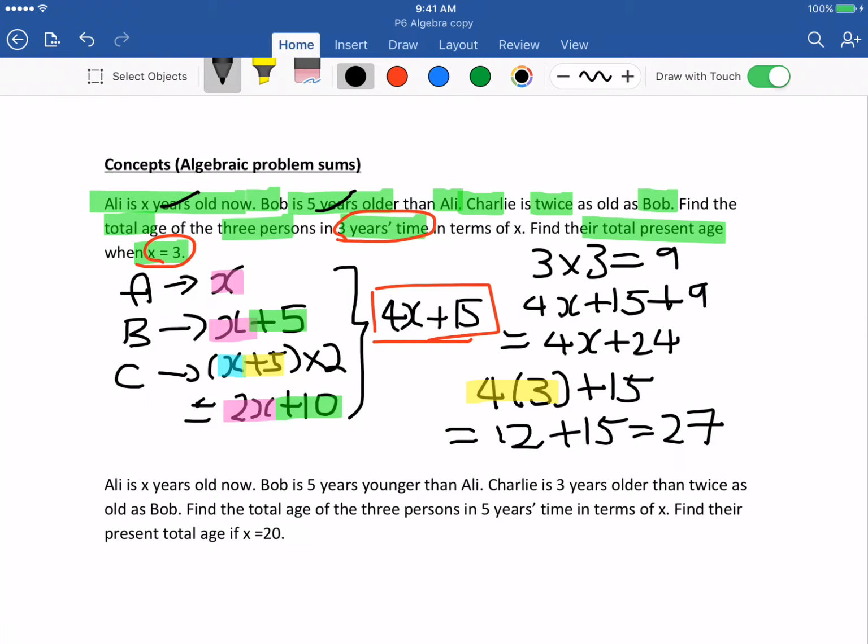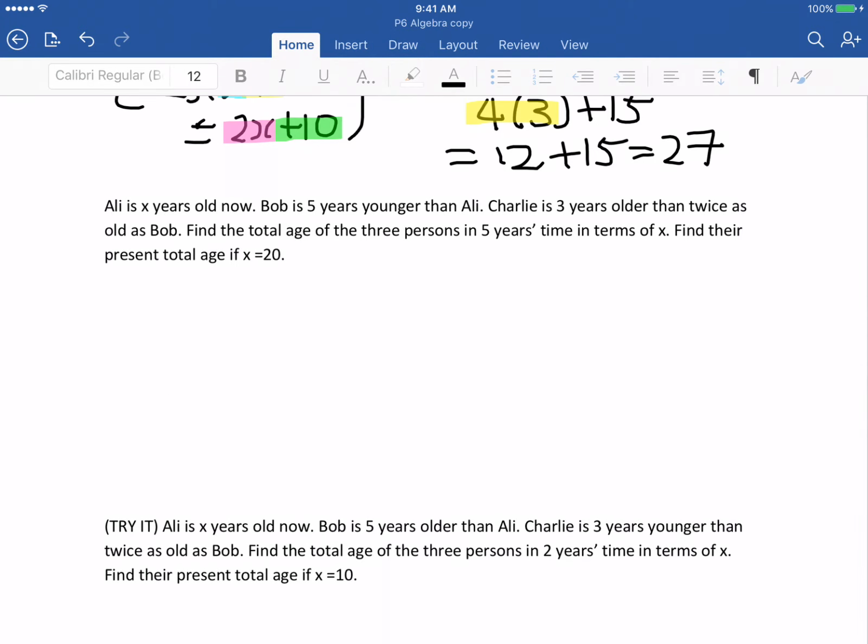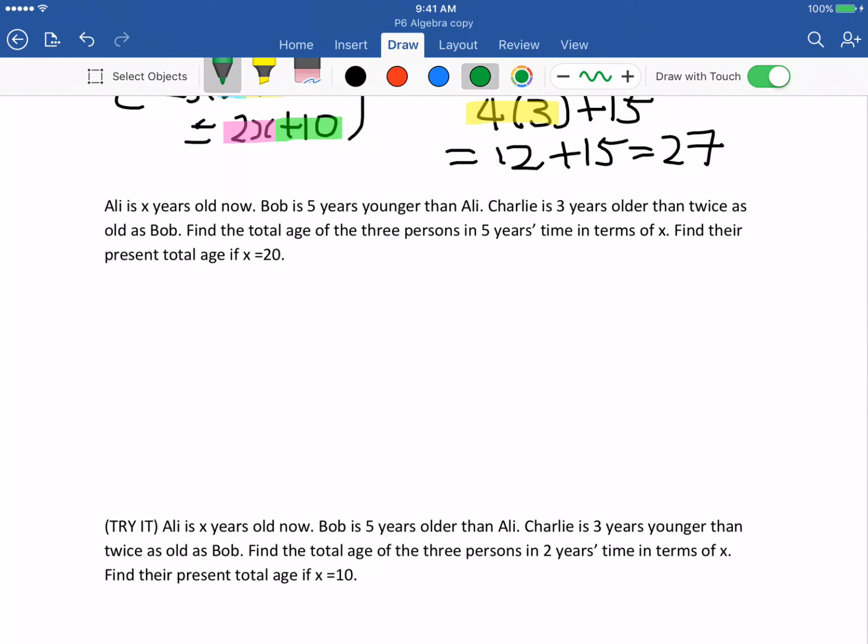Okay, let's try another example. Let's read first. Ali is x years old. So write first. Ali is x years old. Sorry.